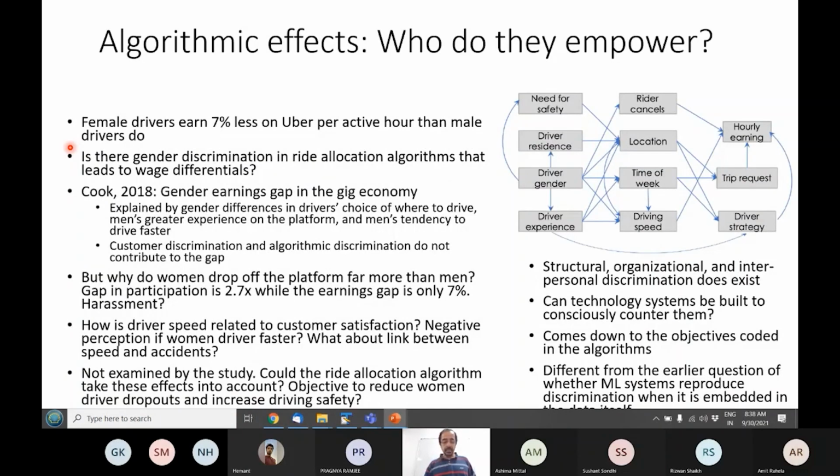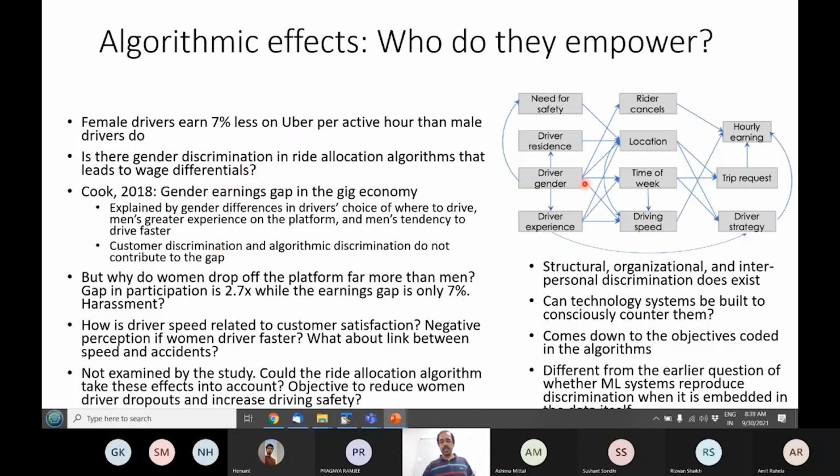And then we've seen this example, that the algorithms you try to impose to correct behavior may not always work. So here is another lens through which you can look at algorithms. The example given is again with Uber, where an observation was made that female drivers earn 7% less on Uber than male drivers do. So it raised the question: is there gender discrimination in the algorithms?